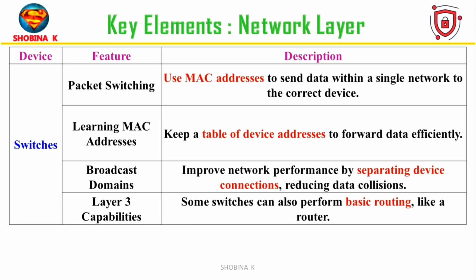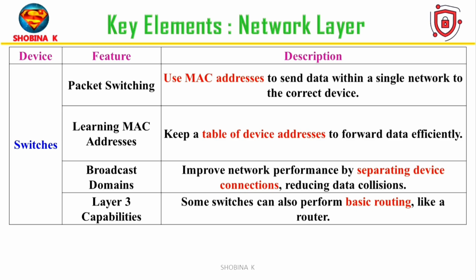Now let's understand the key features of switches. First, packet switching. Switches use MAC addresses to send data only to the correct device in the same network, so that it reduces extra traffic. Switches maintain a MAC address table, from which they learn and remember the devices connected to their ports, and thus it enables efficient forwarding. Switches can create separate collision domains for each connected device, which enhances network performance and reduces collisions.